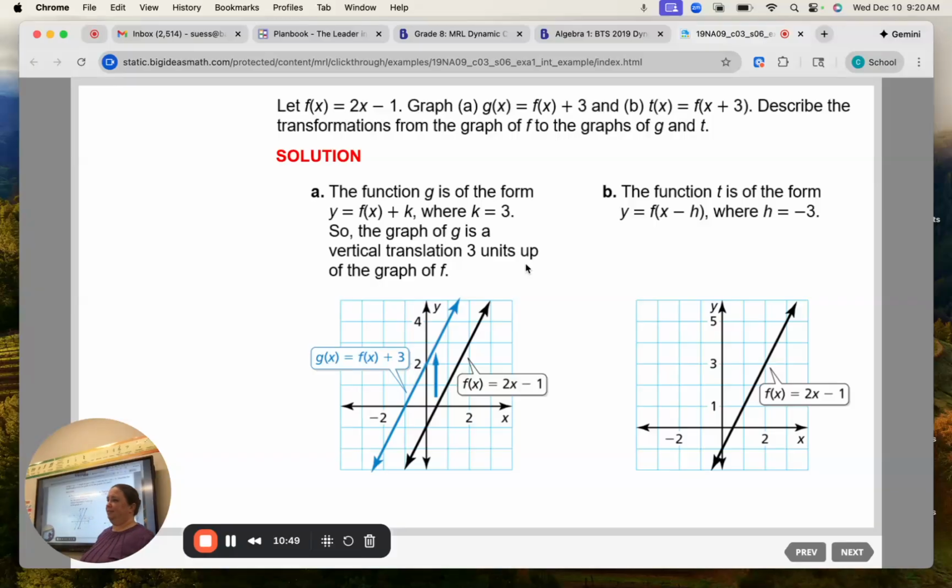Graph it. Does it look like a parallel line? Mm-hmm. It should be. That makes sense. I'm not done. Does that make sense? Yeah. All right. All of 8th grade's like, yeah.